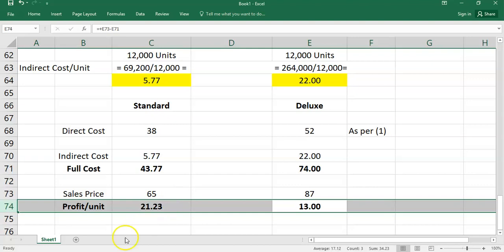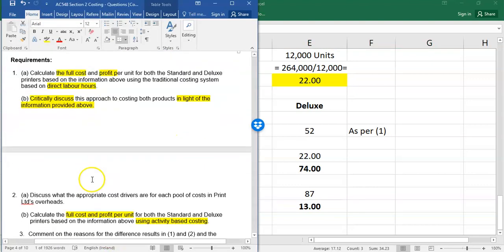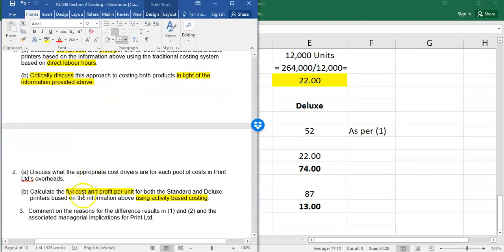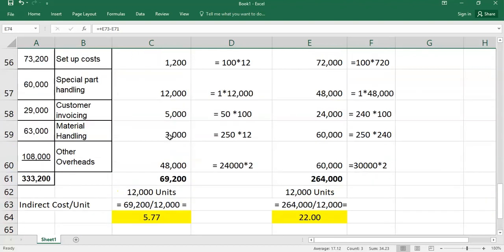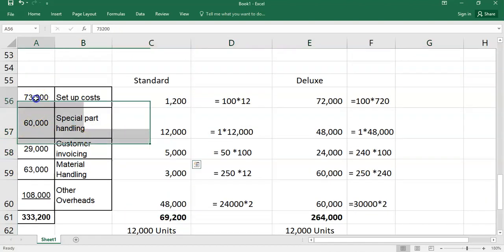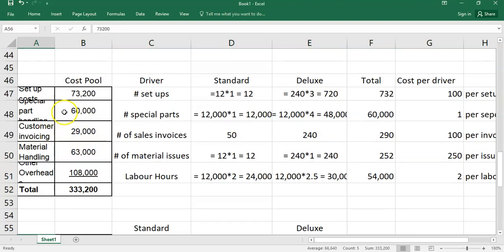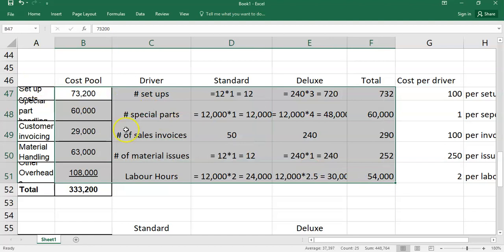All right, so that is the answer to part 2B. Calculate the full cost and profit per unit for standard and deluxe. Now, as we can see here, there's a couple of steps, and there is a bit of computation here. Your starting point is to get the cost pools, which you have here, and determine what the relevant cost drivers are. So that's your first part.